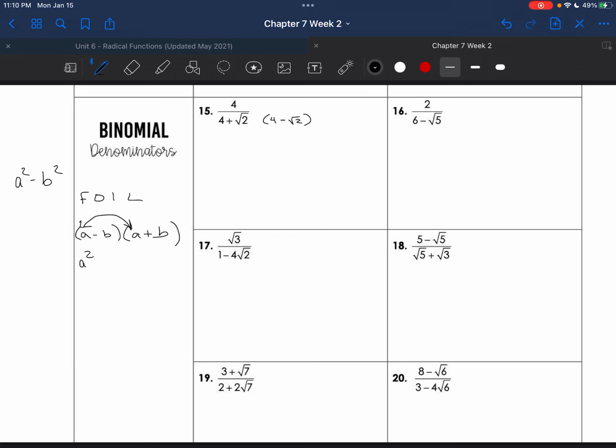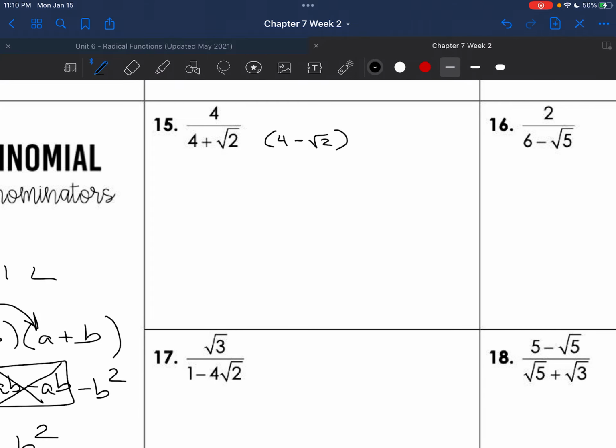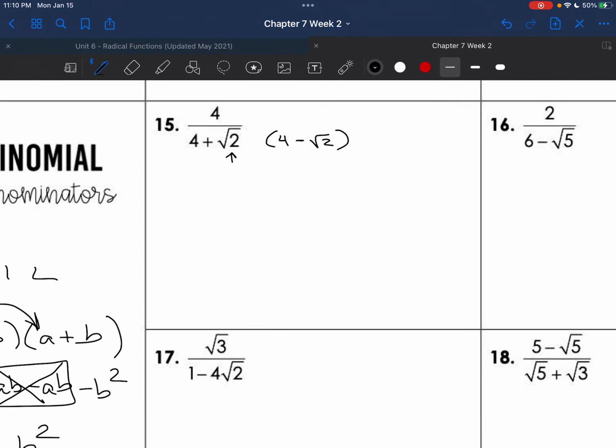So a times a gave me a squared. My outers give me plus ab. My inners give me minus ab. My lasts give me minus b squared. These insides always canceled, and we got a squared minus b squared, okay? So we're going to use this same rule and apply it to the denominators here so that we can rationalize these denominators out, okay? When we have a binomial and we want to get rid of our radical, we know we have to multiply by the same radical to get rid of it.